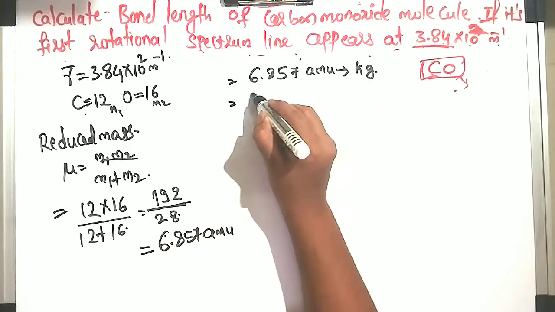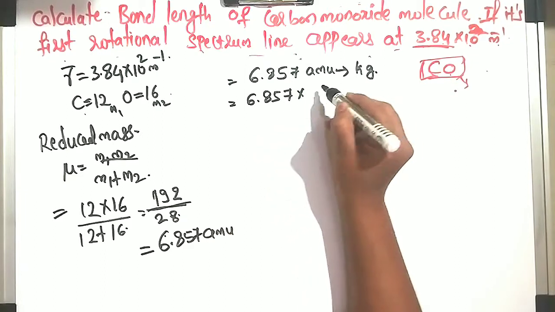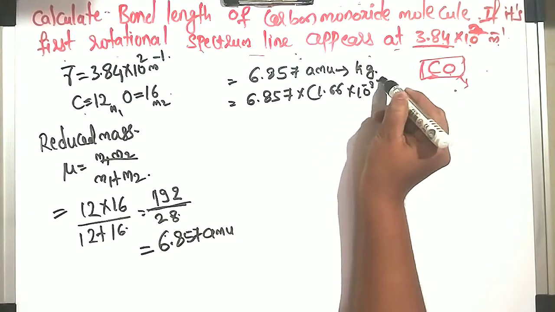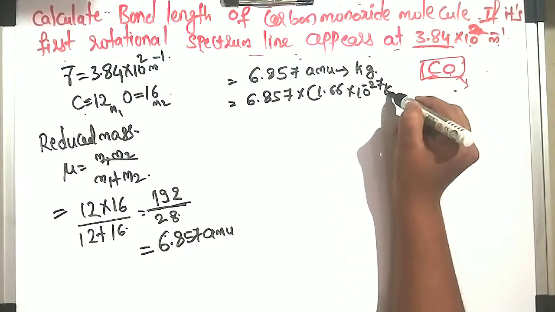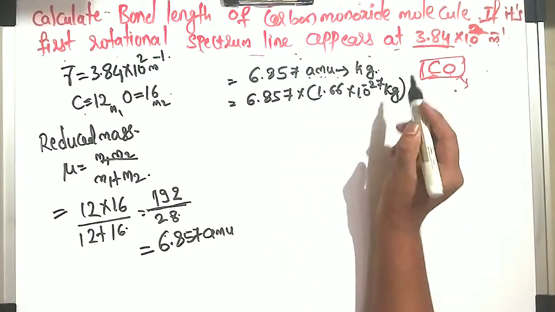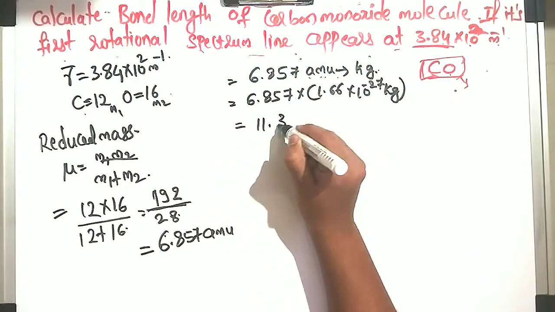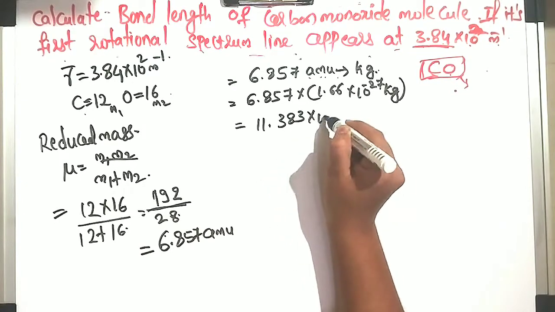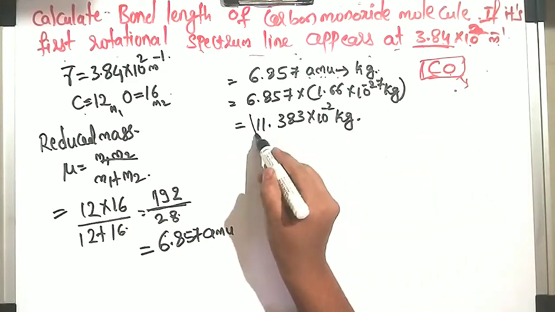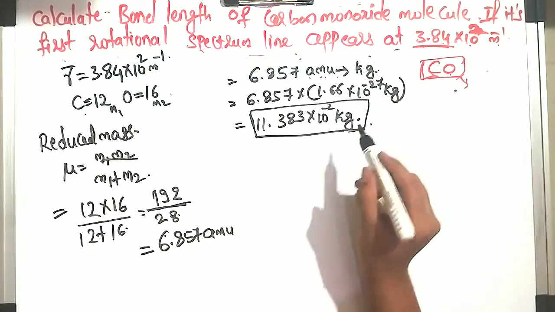So how will we convert? Multiply 6.857 into 1.66 into 10 to the power of minus 27 kilogram. Okay, converting atomic mass unit to kilograms. What will we get? The answer here is 11.383 into 10 to the power of minus 27 kg. Okay, so now we have the answer in kg, that is just the reduced mass.